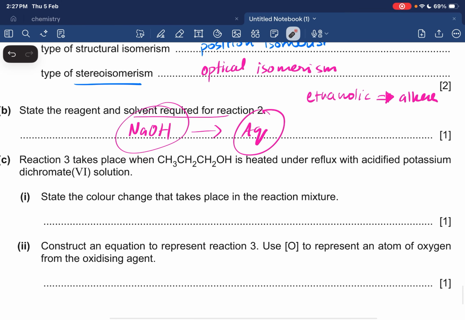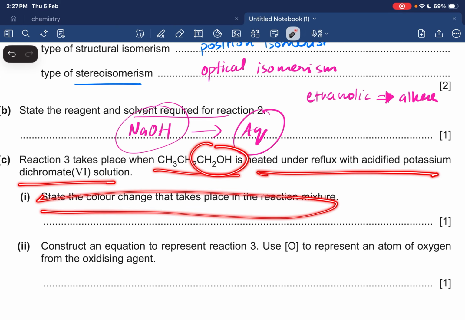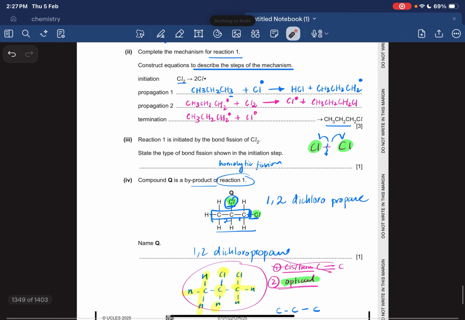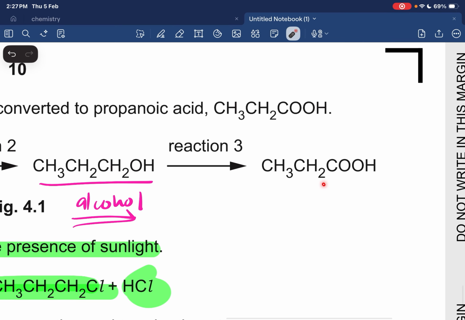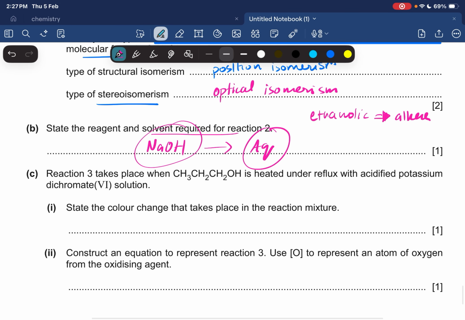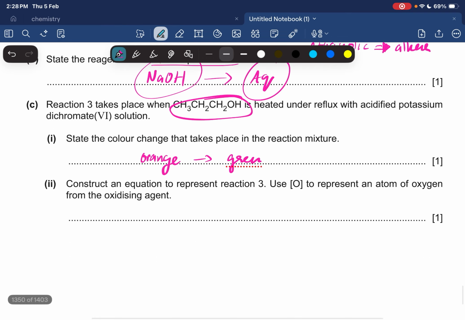But if you have to form an alcohol from a halogenoalkane, you have to have aqueous NaOH. Reaction 3 takes place when this thing is heated under reflux with acidified potassium dichromate. State the color change. We have a primary alcohol, we're heating it under reflux, not under distillation, so we're going to form an acid. If we heat it under distillation, we're going to form an aldehyde. Under reflux, we form an acid, propanoic acid. We're oxidizing an alcohol. The color change is from orange to green. Acidified potassium dichromate is orange and it turns green.